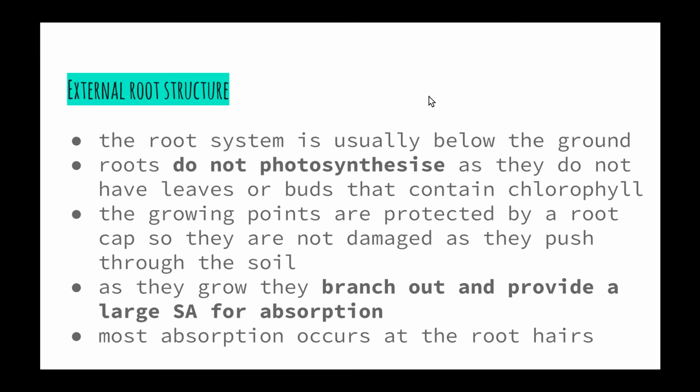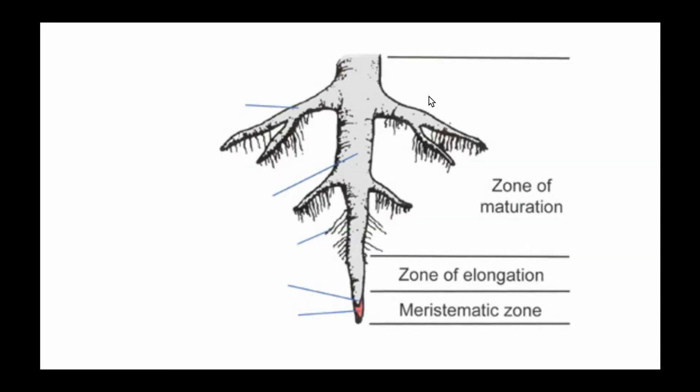As the roots grow, they branch out and provide a large surface area for absorption, and most absorption occurs at the root hairs, which are very fine structures on the surface of the roots that help to increase the surface area. So if we have a look at this diagram of a taproot, okay, so a simple root that pushes down into the soil and has branching sections from the side.